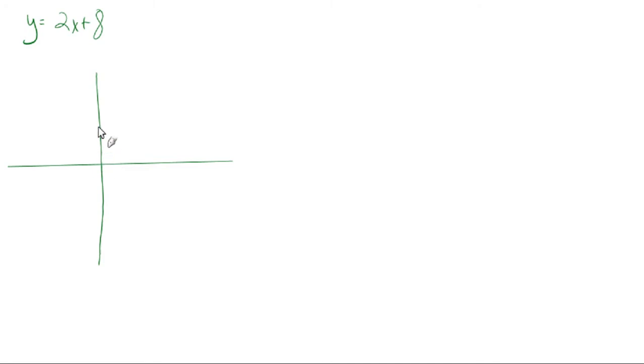Well, we go up to 8, which is the y-intercept. 3, 4, 5, 6, 7, 8. There's the y-intercept. And then we would follow the slope from there. We'd go up 2 and over 1. Up 2 and to the right 1, or we could go down 2 and to the left 1, any way we wanted to do it. And there is our line right there.